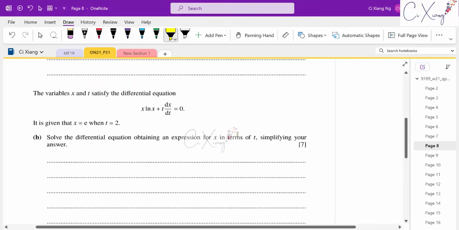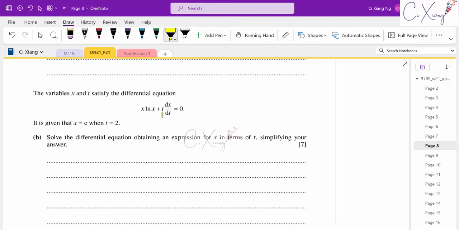Okay, so let's continue to part B. Now they give us the differential equation, and then they are telling us some information here: x equals e when t equals 2. They want us to solve the differential equation, and the answer should be x in terms of t. Simplify your answer. Okay, so solve the differential equation.